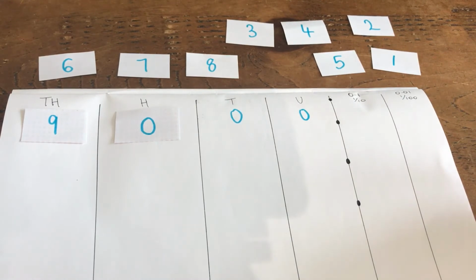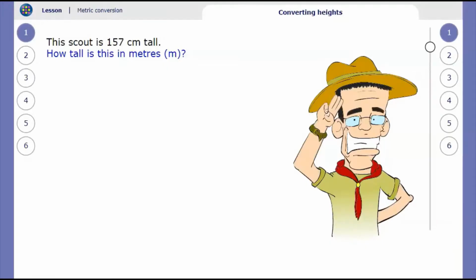Right, now I'm just going to show you a program on the computer which is going to teach us a little bit more about converting between units. Okay, so let's have a look at this activity together. So this says this Scout is 157 centimetres tall. How tall is this in metres?